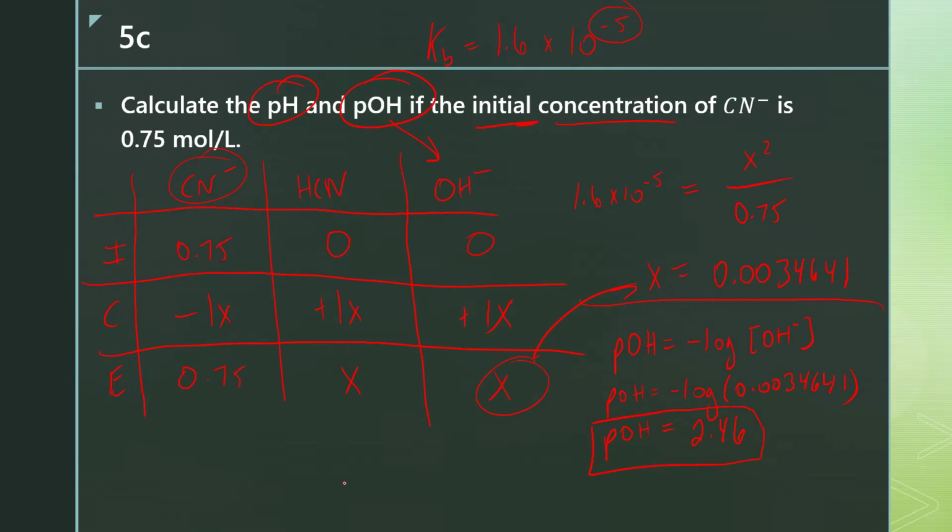We also want the pH. pH is pretty easy to find once you find pOH. It's just the 14 rule. That means 14 minus your pOH, so 14 minus 2.46. That will give us a pH, finally, to end the day up, of 11.54.